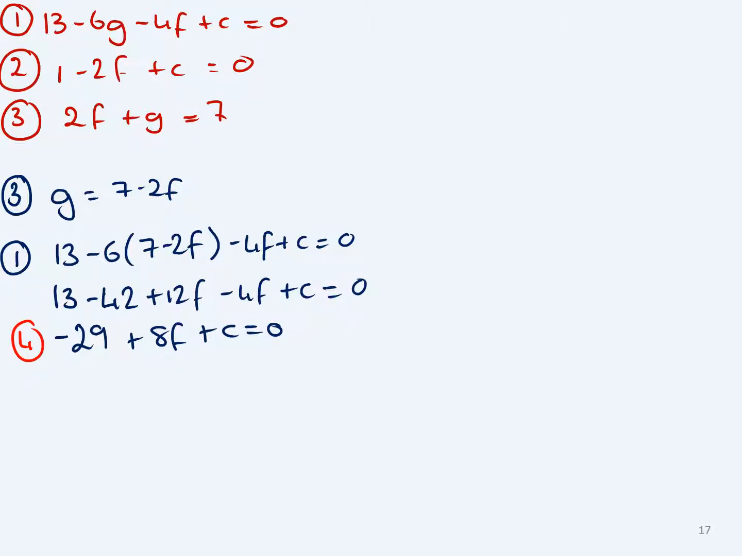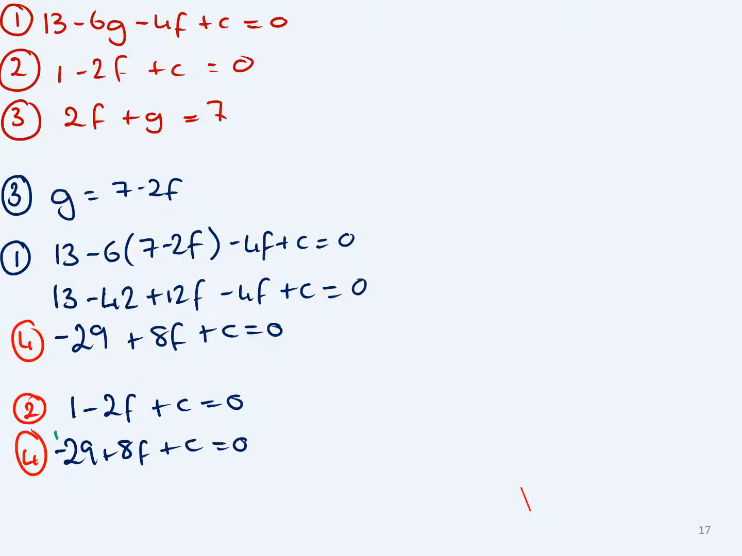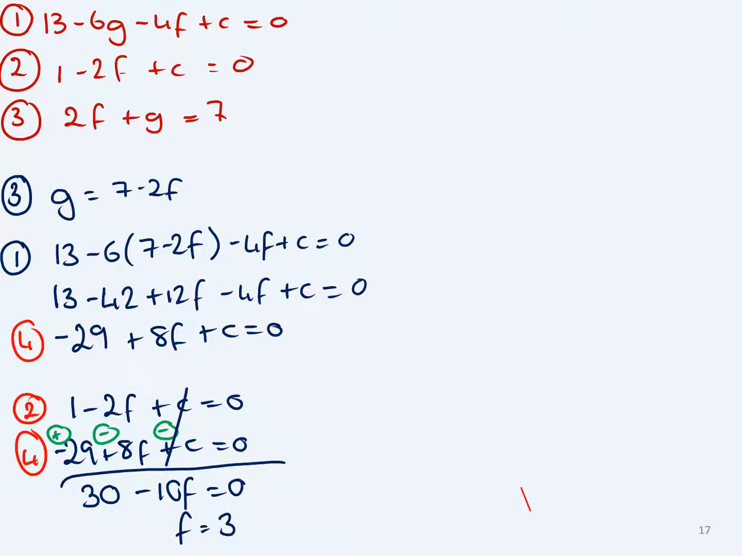So now I can work with equation 2 and equation 4 because they both have the same two unknowns. So I have 1 minus 2f plus c equals 0, minus 29 plus 8f plus c equals 0. And here I can change the signs. Plus becomes a minus, and this becomes a minus. And when I do that, the c's will cancel. So what I end up with here is 30 minus 10f equals 0, so f will end up being 3. Okay, so I've just skipped some steps there. But when you bring the 30 across the equals, it becomes minus 30. Divide both sides by minus 10, and you get f equals 3.